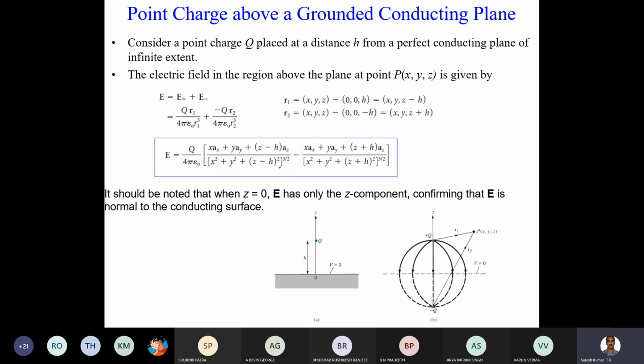Now you can see it is a function of x, y, and z. So electric field may be along the x direction, also along the y direction, also along the z direction. That's one point to observe. Otherwise, this lengthy equation really won't help us. We won't use this in the future. So leave it. But one important point to observe here is, if you put z equal to 0, what happens?